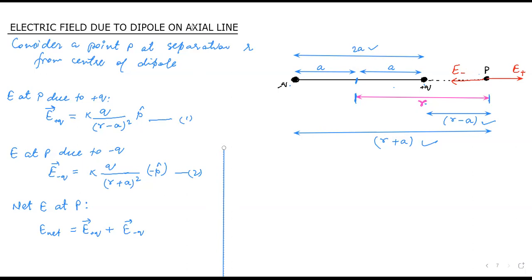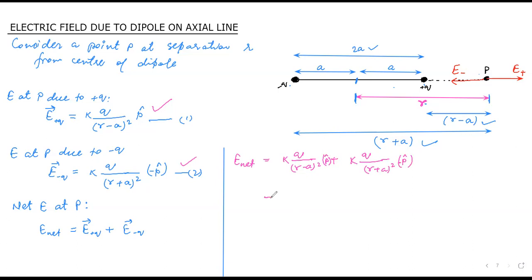What is the value of E plus Q? E plus Q, this one. KQ over (R minus A) square plus the value of E minus Q is this: KQ over (R plus A) square into unit vector of minus P. And the unit vector of this is plus P.